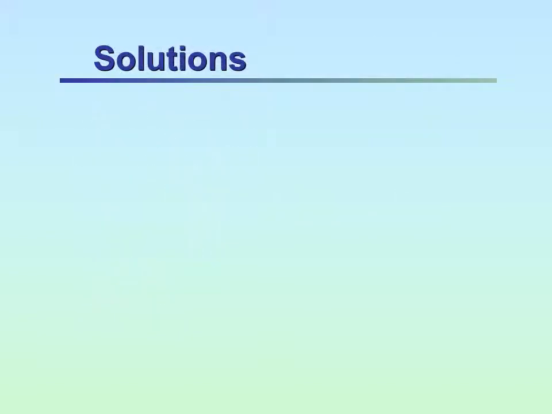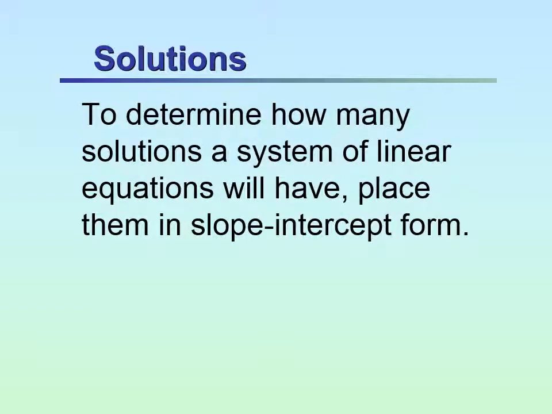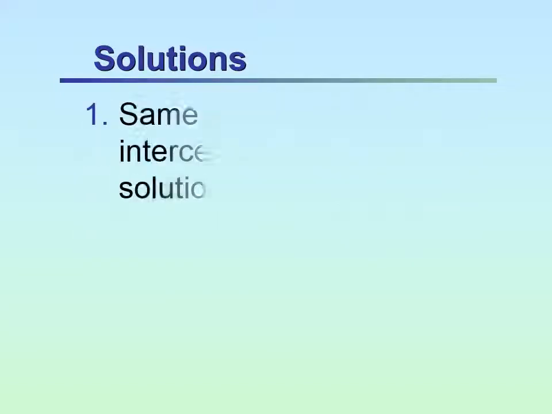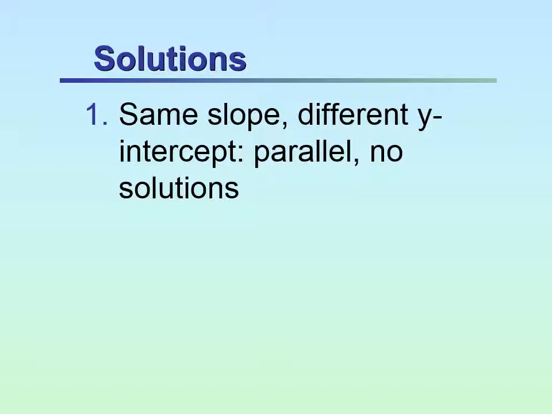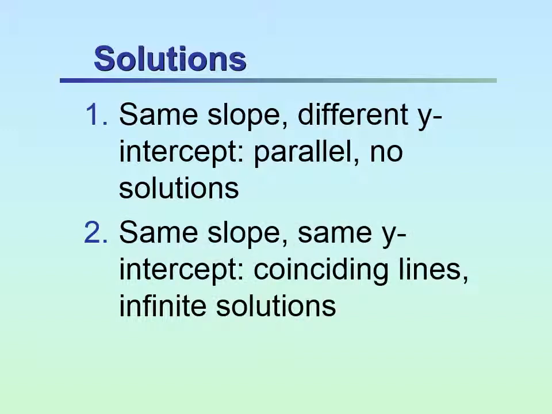All right, so let's talk about the characteristics of solutions. Determine how many solutions a system of linear equations will have. We place them in slope-intercept form, which is y equals mx plus b. Now, there are a couple of cases. If you put them into y equals mx plus b, and they have the same slope, the same m value, but they have different y-intercepts, different b values, that means that those two equations are parallel. They never intersect, they have no solutions.